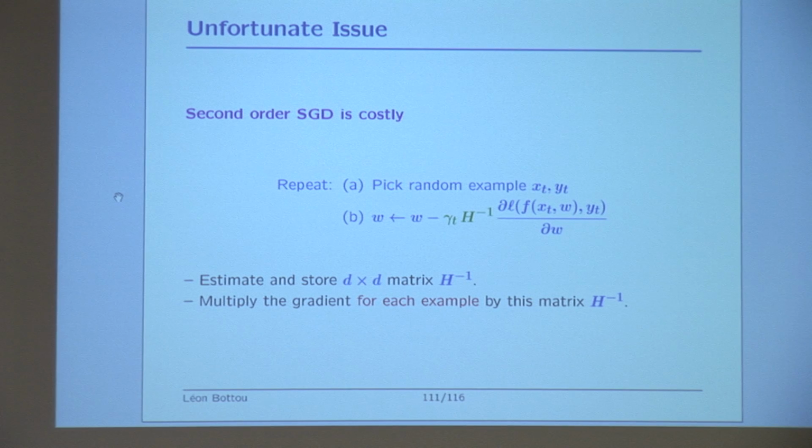The second order SGD is costly because you need to multiply for every single example by this matrix H minus 1 that can be large. And you have to estimate the matrix to start. So if D is 50,000, 50,000 times 50,000, it's not going to be good. It's not going to be something you want to invert. And you need to do it for every single example, every 800,000 of them. Not good.